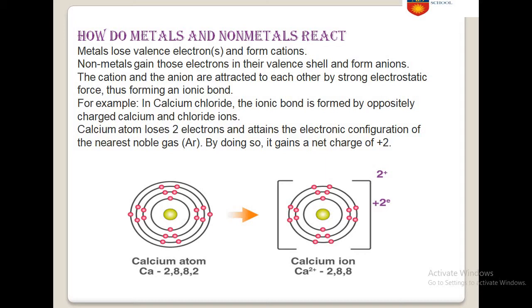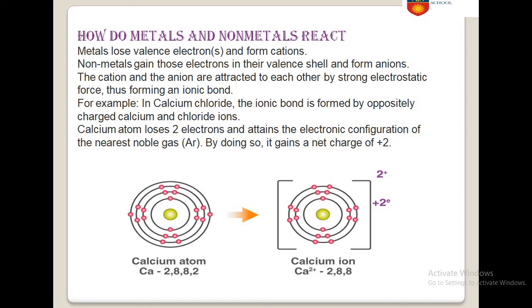Now we know that metals lose their valence electrons to form cations. Metals generally have 1, 2 or 3 valence electrons in their outermost shell. They donate their valence electrons so that they can attain a noble gas configuration or octet configuration.